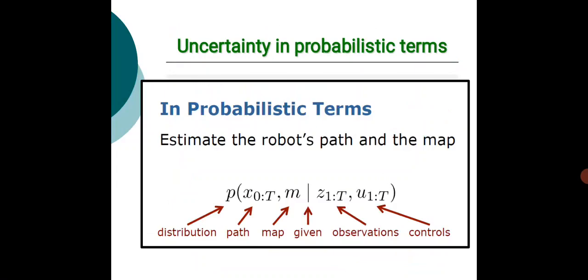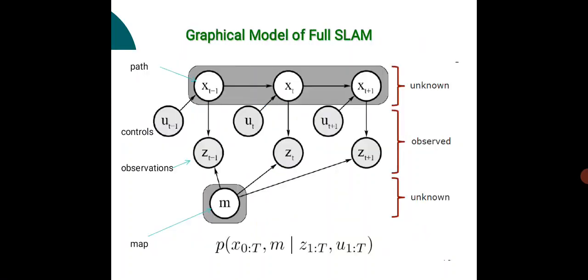In probabilistic terms, here P represents a distribution, x0 to t is the path, m is the map, and we have the observations and the controls, represented by z and u respectively. So this represents a graphical model. We have the path unknown, the controls observed, the observations observed, and the map. So you can see here P of x0 to t and m given the observations and the controls.